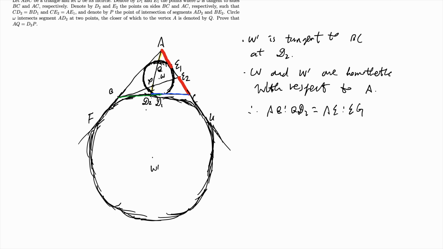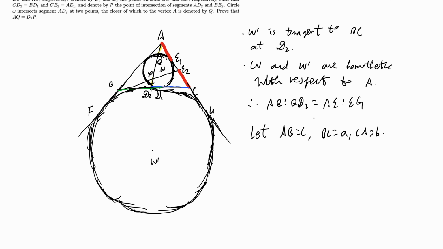Okay, so by convention, let AB equal c, BC equal a, and CA equal b. I don't think we really need to write this, but I'll just write it during the test because we don't know how the people will grade it.